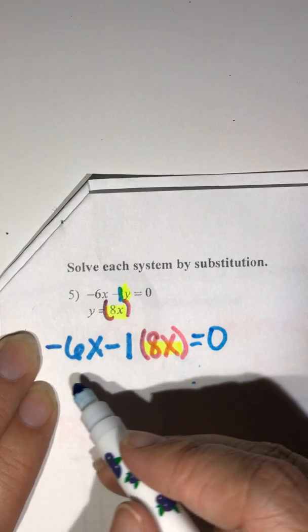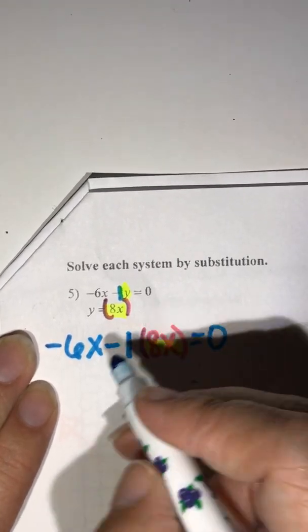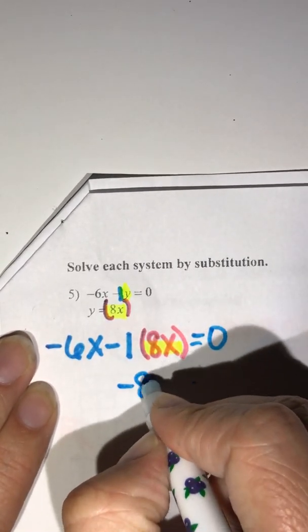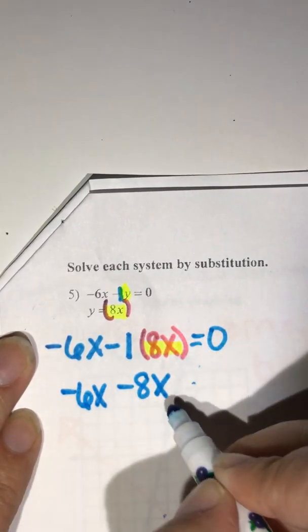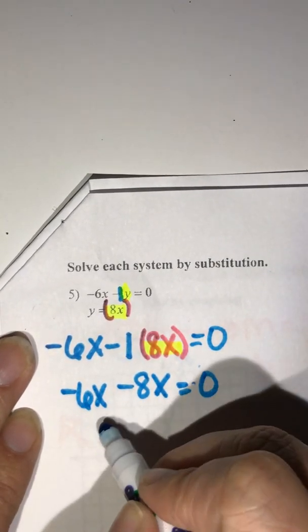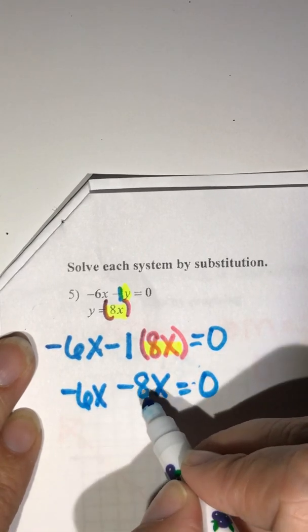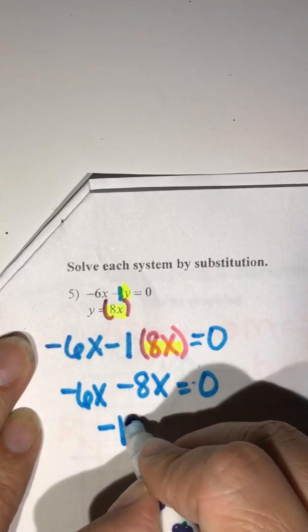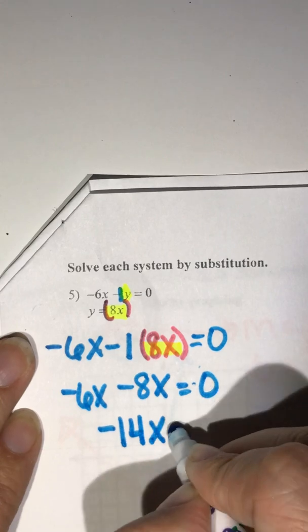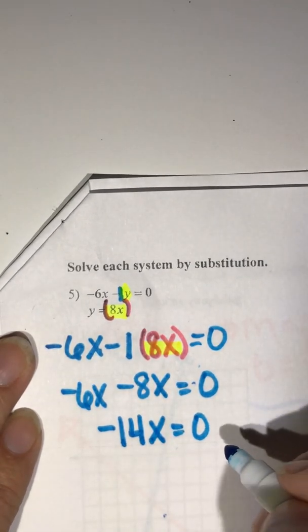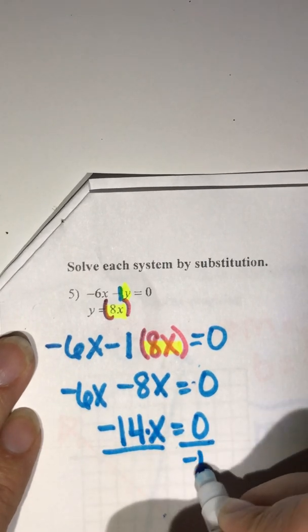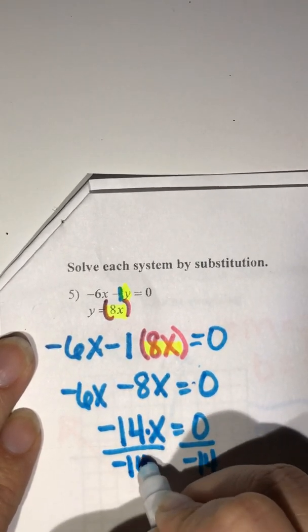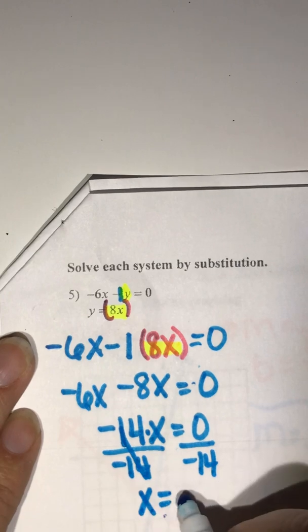Now I need to simplify this equation. Negative 1 times 8 is negative 8x. I'm going to drop down this negative 6x equals 0. Combine like terms, so negative 6 minus 8, negative 14x equals 0. This is negative 14 times x, so I'm going to divide both sides by negative 14. So x is equal to 0.